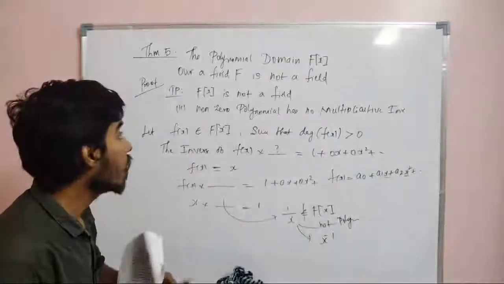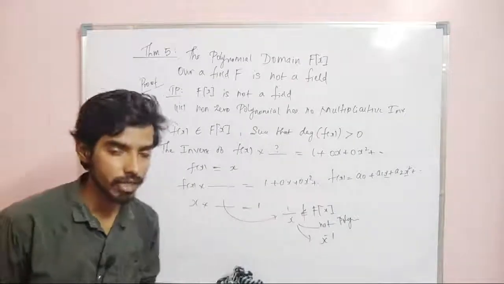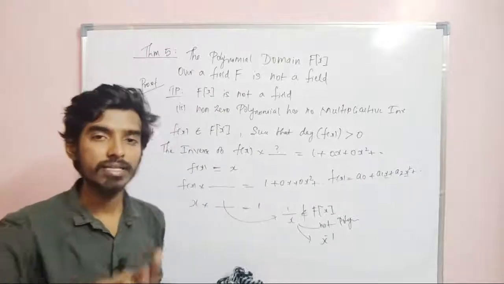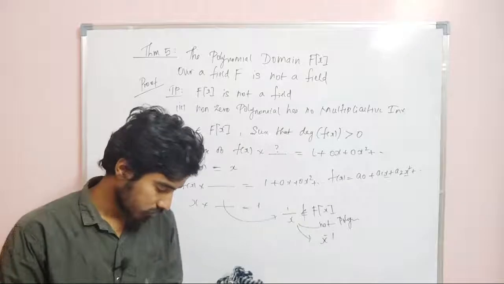So if R is a ring, then R[x] is a ring. If D is an integral domain, then D[x] is an integral domain. If F is a field, then F[x] is not a field. This is the conclusion.